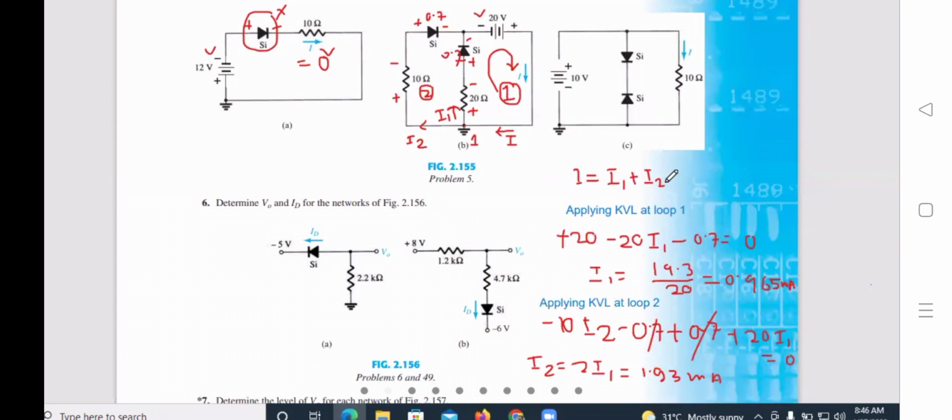So I equals to I1 plus I2 equals to 0.965 plus 1.93 equals to, if we add 5, 6, 3, 9, 9, 9, 18, so 8, 2.895 milliamps.